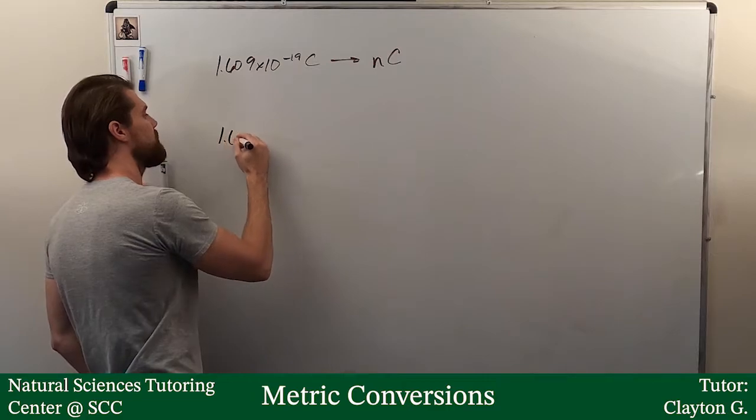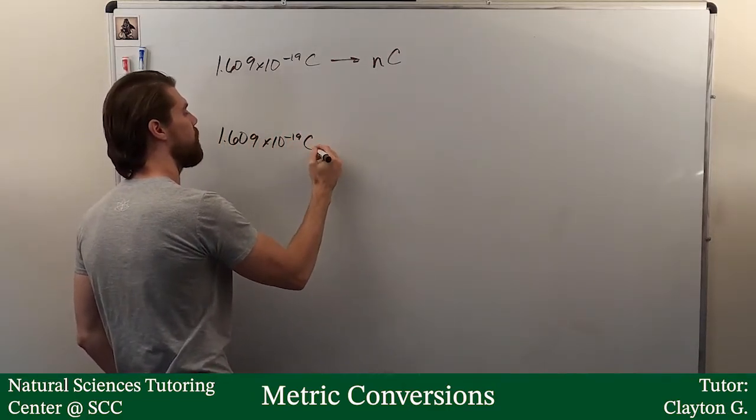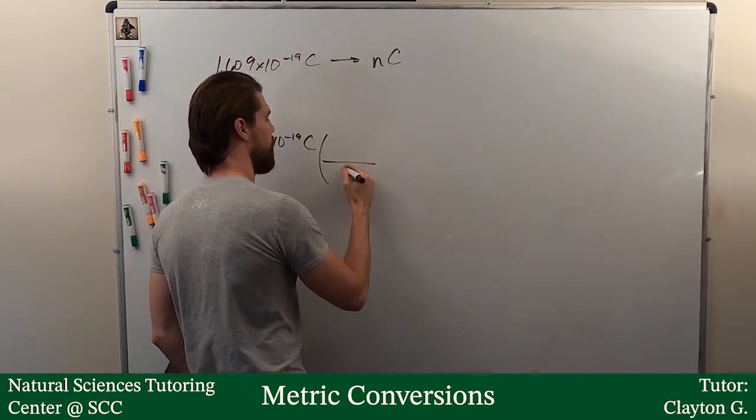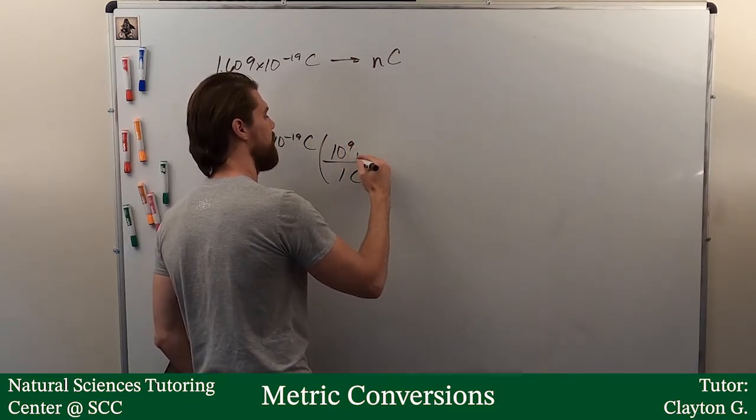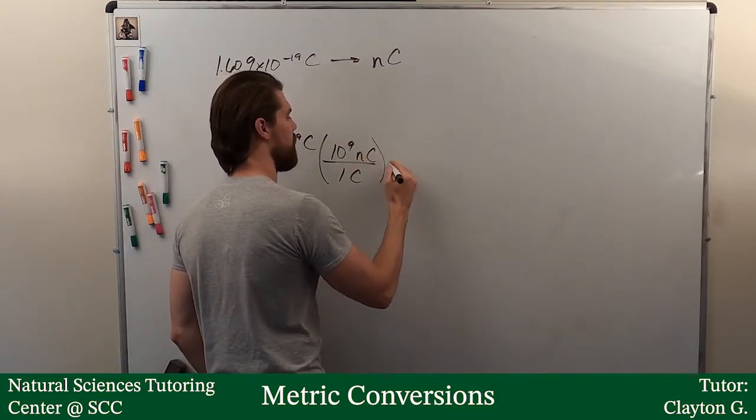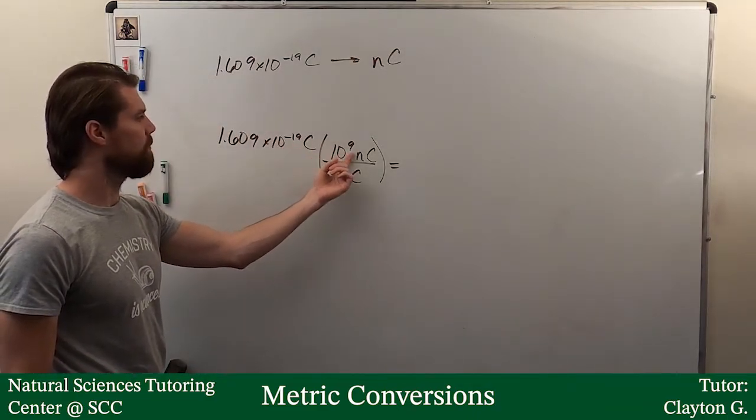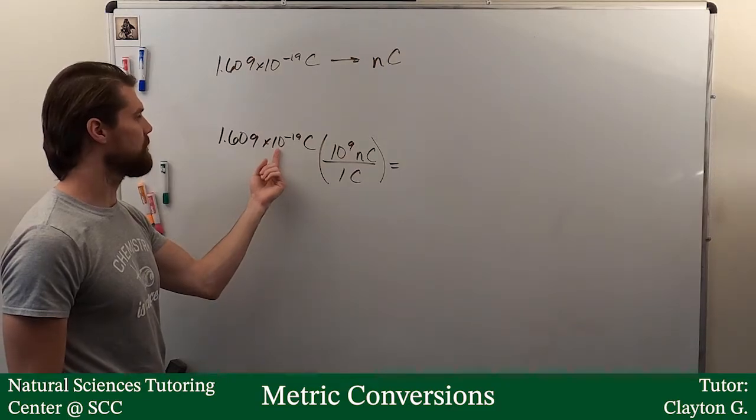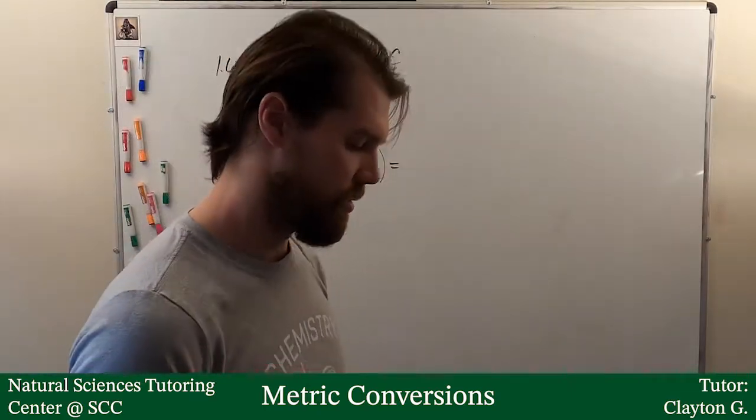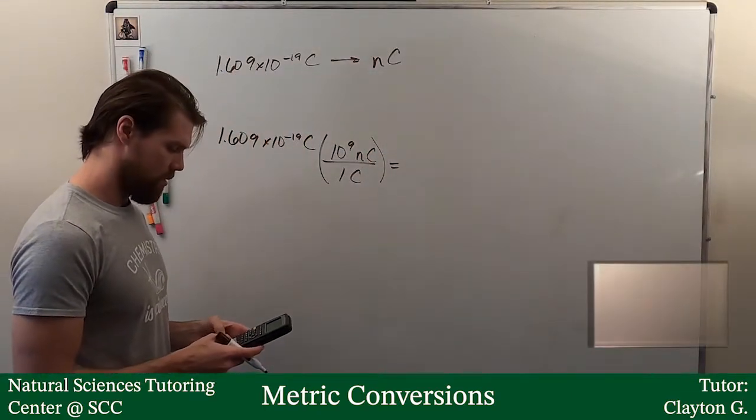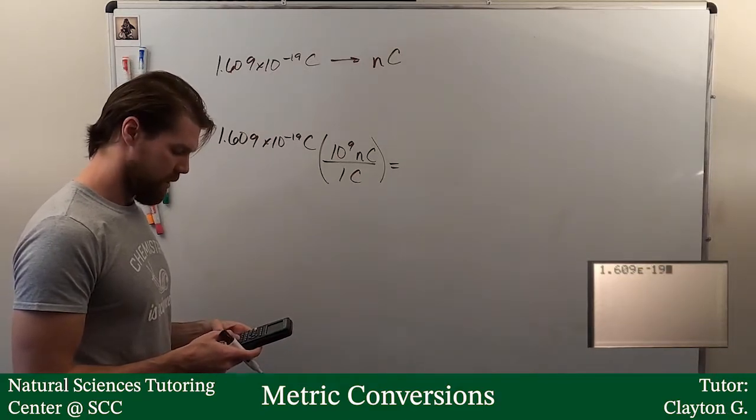So we have 1.609 times 10 to the negative 19th coulombs. I know for every 1 coulomb, I have 1,000,000,000, 10 to the 9th nanocoulombs. All right. So if I had to guess, I would say negative 19 plus 9. That's going to be 10 to the negative 10th here. But let's throw in a calculator to make sure. Let's see here. E to the negative 19th times 10 to the 9th.